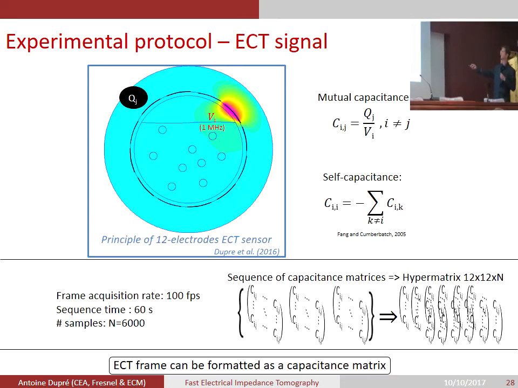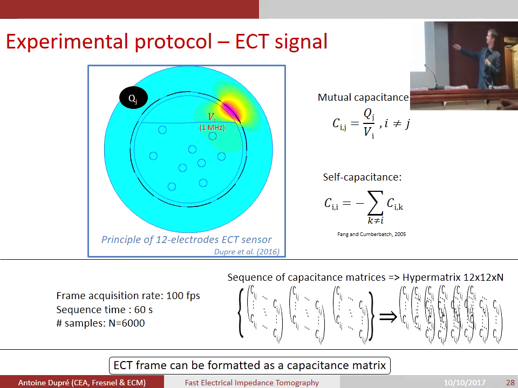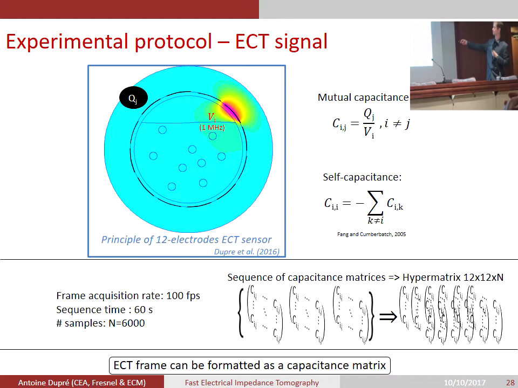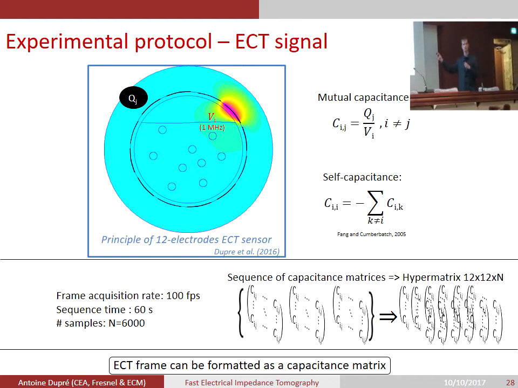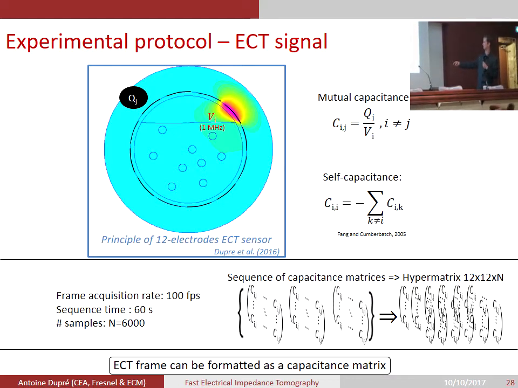The signal of the ECT sensor consists of exciting one source electrode and measuring the charges on the surrounding electrodes. This gives you the mutual capacitance, which can be arranged into a matrix. In experiments, you have a sequence of frames, and it's possible to arrange this sequence of capacitance matrices into a hypermatrix. But in the end, for a 1 minute experiment, we are left with a huge amount of data to process, almost 1 million values.